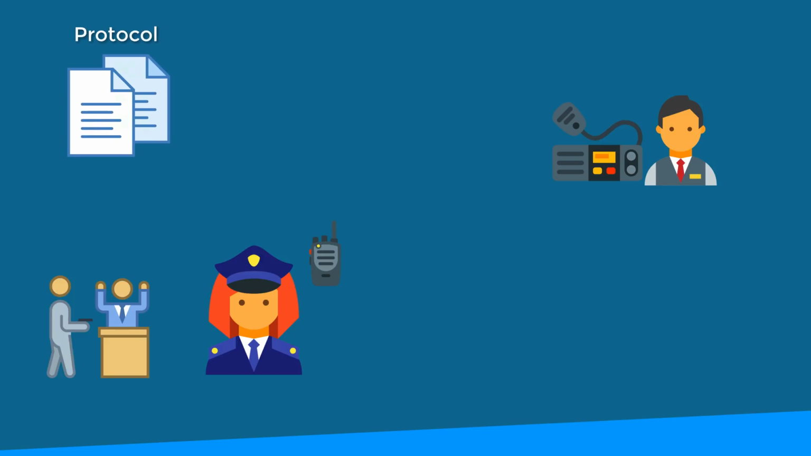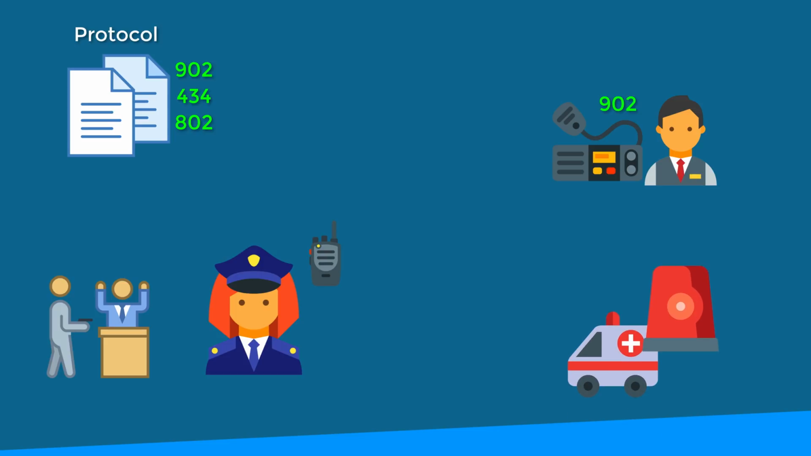What is the protocol? Well, in this case, it's a set of predefined codes that can be used for communication. So when the officer tells the dispatcher, we've got a 902, she expects the dispatcher to understand this code and react to it accordingly. It works because they are both following the same protocol. Let's label this scenario with some iOS terminology.